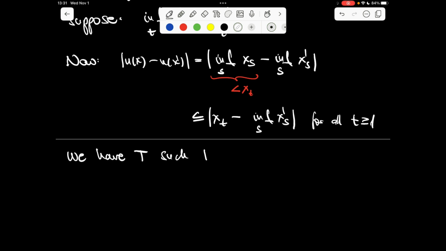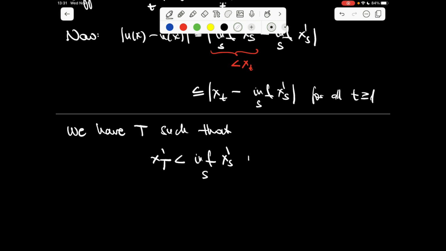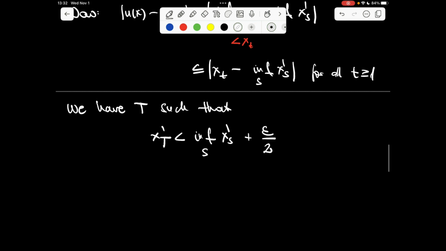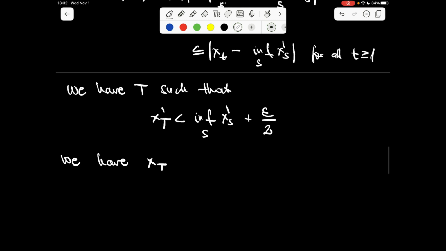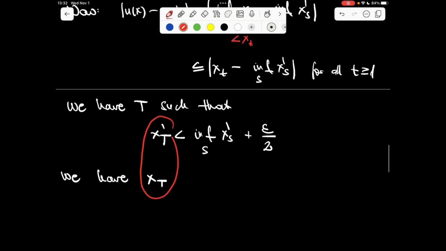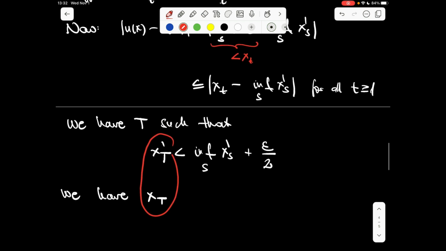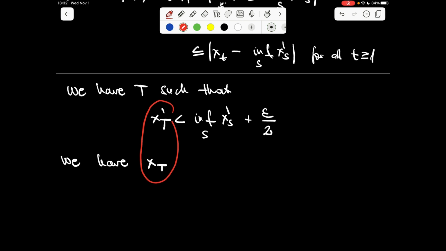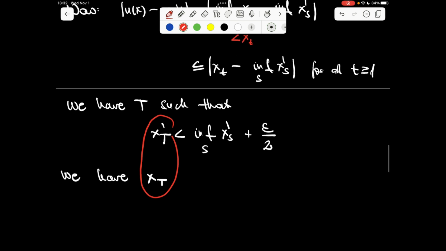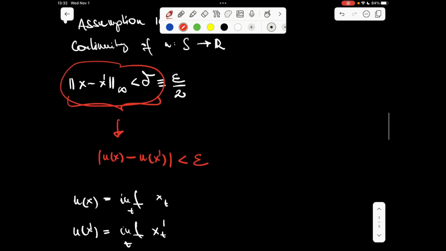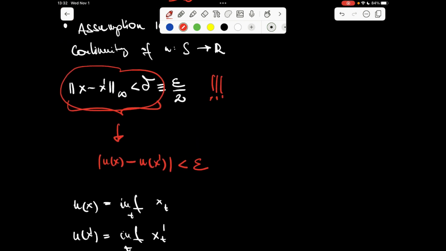We have t such that it is smaller than the infimum of the x prime series plus epsilon over 2, and to this t we have an xt element from the other series. So please note that we have two elements with the same index from both series, and we know that the difference between the two sequences cannot be higher than epsilon over 2. Okay, because this is what we established here.